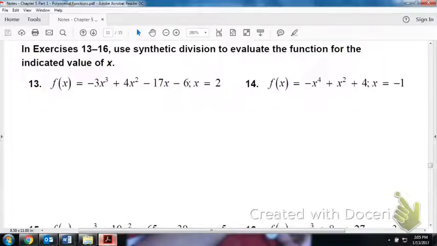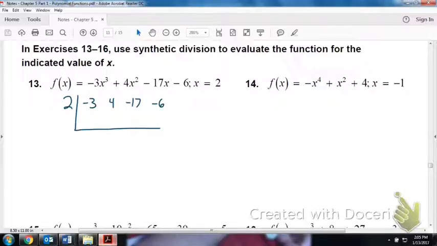Now this one, you don't have to flip the 2. For the last ones, we did because it was a binomial. It would have been an x minus 2. But this one, they just say, hey, when x is 2, what is the answer? So start it off, set it up. So we got coefficients of -3 x cubed, 4x squared, -17x, and -6 is my units.